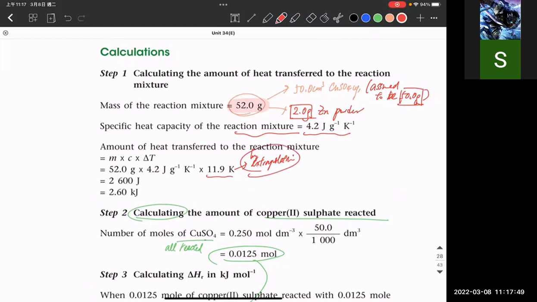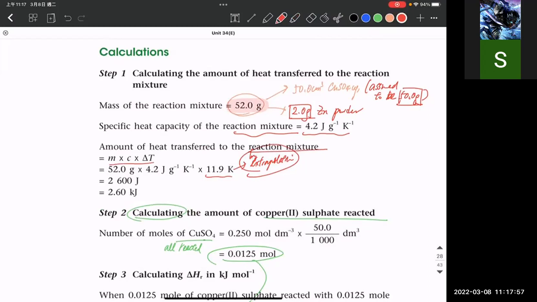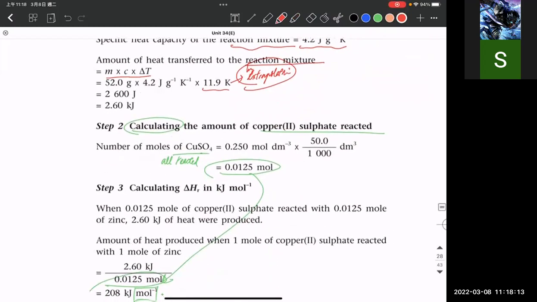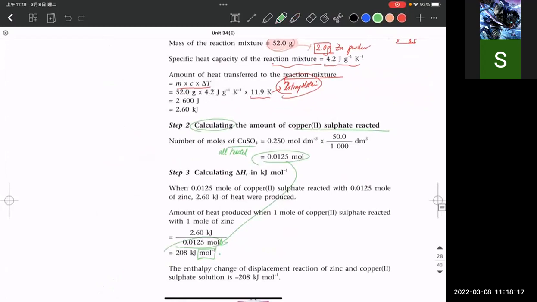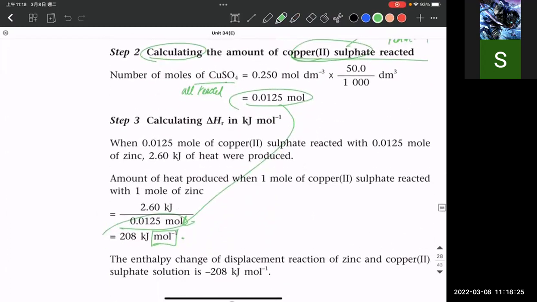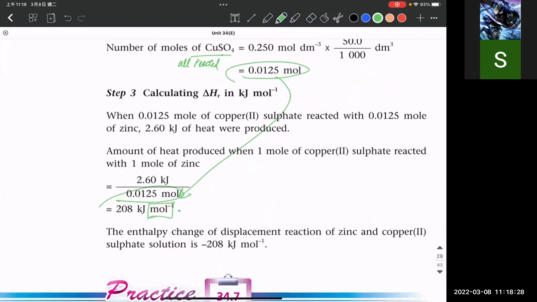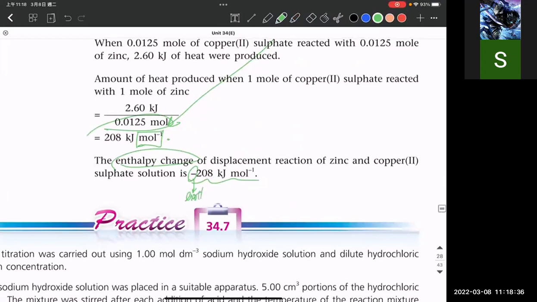Do you realize? And then you do the mc delta T. So the mc delta T refers to the reaction mixture. So also it happened in the container. So it's 52.0 gram times 4.2 joule per gram per Kelvin times 11.9 Kelvin. Here comes 2.60 kilojoule. The number of moles of copper II sulfate reacted, as said before, it is the limiting reactant. So you use this as a denominator and calculate. And you'll finally get the displacement reaction with this enthalpy change being minus 208 kilojoule per mole. Remember, it is an exothermic reaction. So I mark it as minus. Is that clear? Questions?